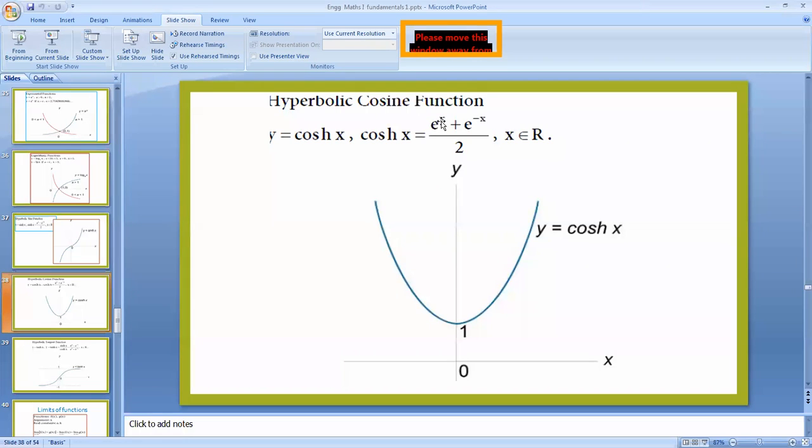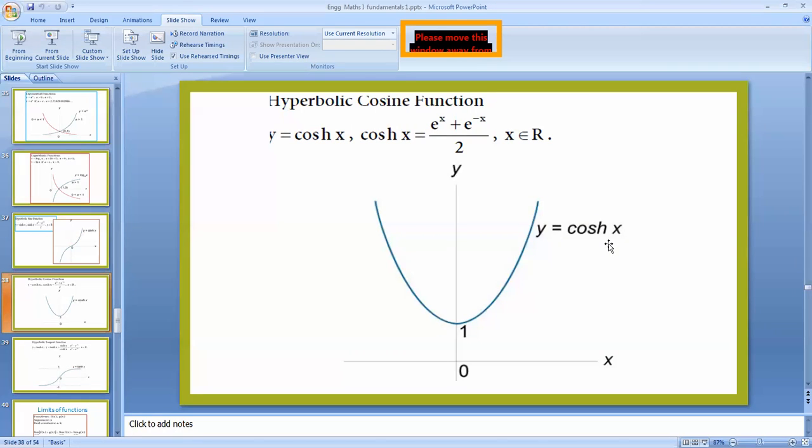x is 0. So e raised to 0 is 1. e raised to minus 0 is 1. And 1 plus 1 is 2. So 2 upon 2 is 1. Means when you substitute x is 0, you get y is equal to 1. Means what is that point? 0, 1. Means the vertex of that curve is at 0, 1. Okay. And 0, 1 is the central value, a central point on the graph of the function y is equal to cos hyperbolic x.